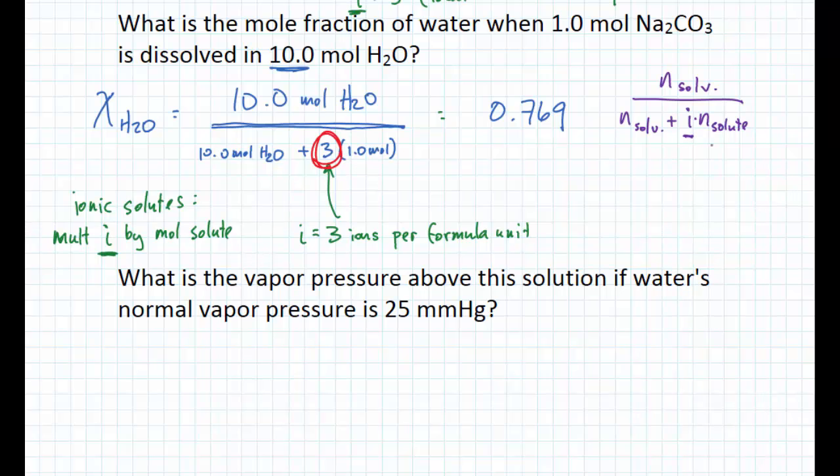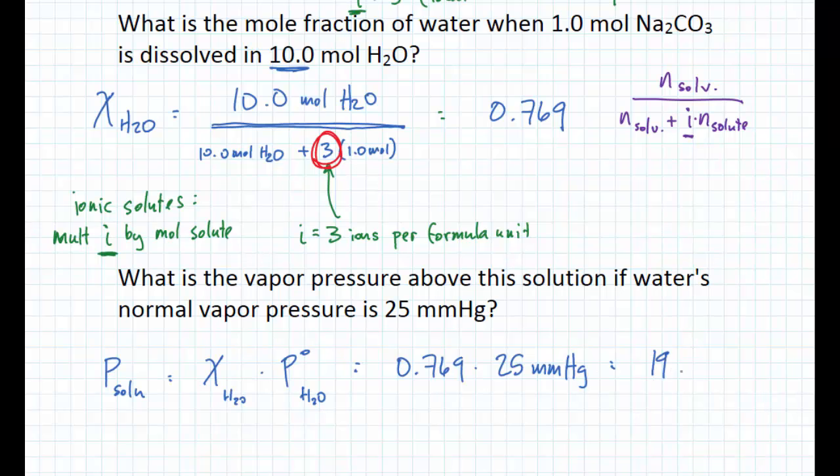Okay. So if we want to know the vapor pressure over this solution, P over that solution, it's going to be mole fraction of water times original pressure. It's going to be that 0.769 times 25. It'll be like 19.